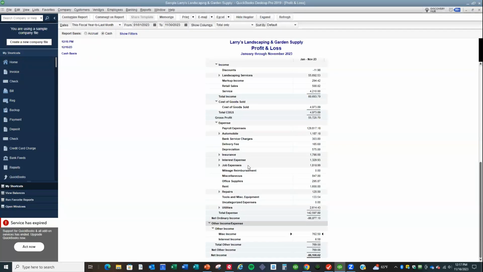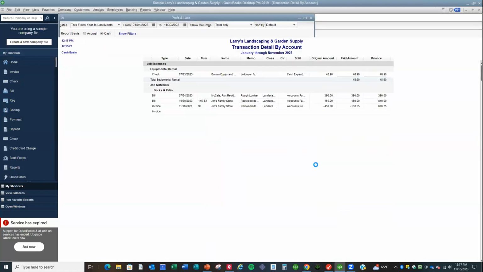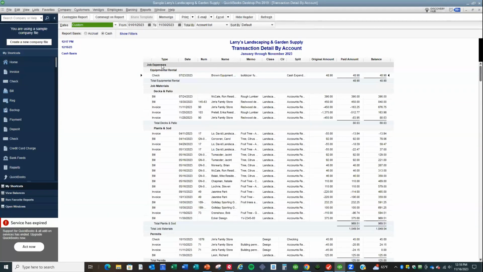You can drill in on any of these, and this is common to all the reports too. When you see a category, let's take a look at job expenses, $1,818. I turn that into a little magnifying glass. Double click on it, and it gives me all of my job expenses broken down by the various sub accounts that he had. You can sort this in different ways. You can total it in different ways.